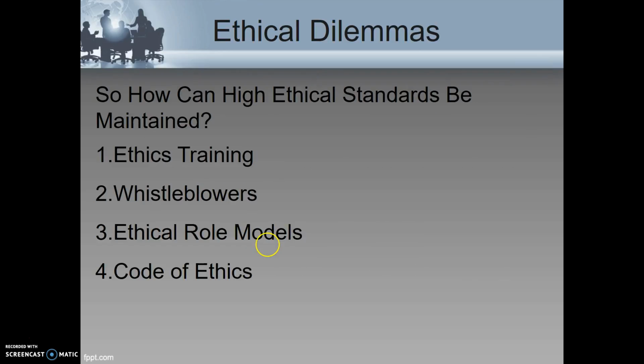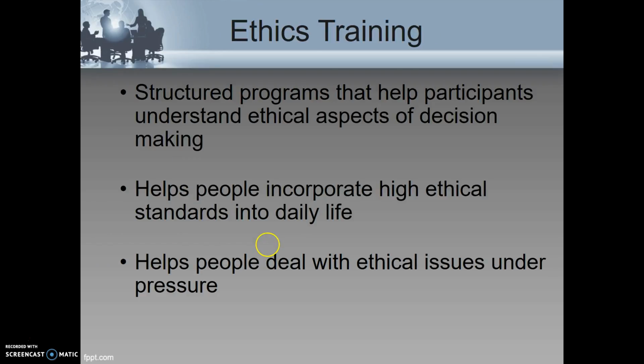So knowing all these things, how can we try and maintain high ethical standards within a company? Well, there's 4 ways: ethics training, whistleblowing, creating ethical role models, and having a clear code of ethics. So let's look at the first one, ethics training. Ethics training is any kind of structured program that helps participants understand the ethical aspects of decision making.